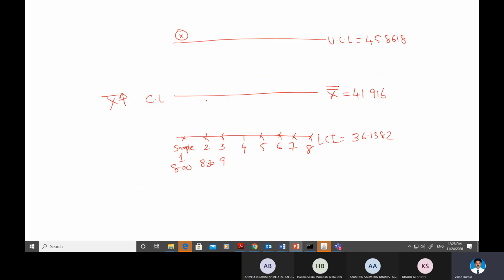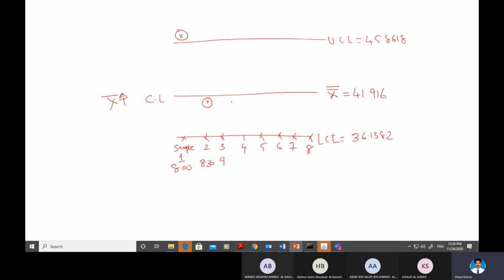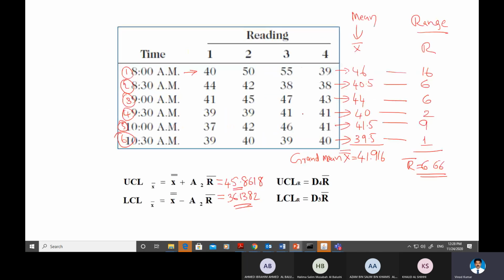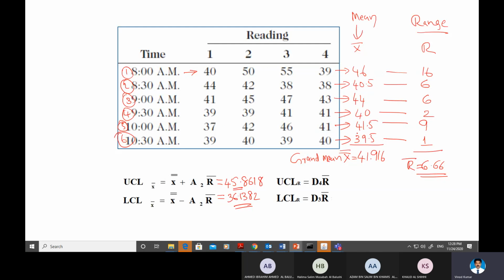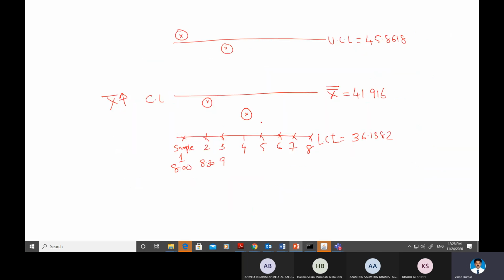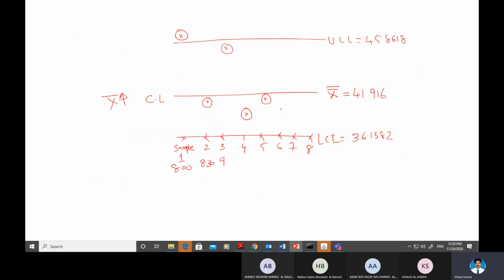40.5 you can mark approximately here. No need to go for a scale. 3 is 44, here is 3. Then 4 is 40. 40 has to be somewhere here. This is 40. Then 5 has to be 41.5. 41.5 is somewhere here. And the last one, 6, is 39.5. 39.5 is somewhere here. So there is no 7 and 8 here.